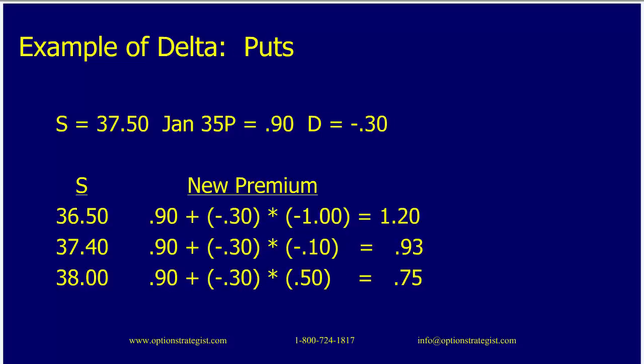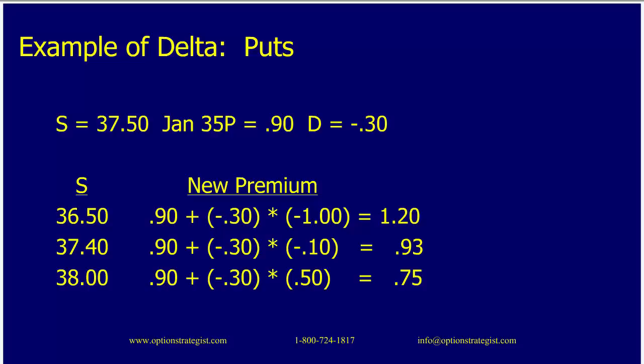For puts, here we just have to be a little more concerned about the signs, because we have the same type of example. The stock is 37.50, the Jan 35 put, let's say, is 90 cents, and the delta is negative 30. So now if the stock goes from 37.50 to 36.50, down $1, we take the old premium, 90 cents, plus 0.30, the delta, times minus 1. So we're actually adding 30 cents to the 90 cents and coming up with $1.20.